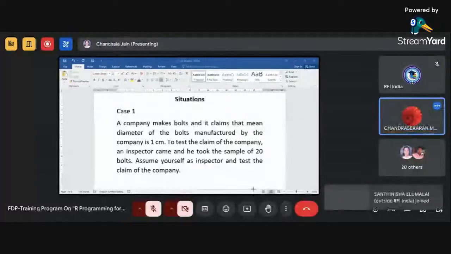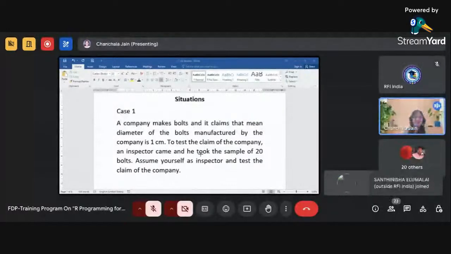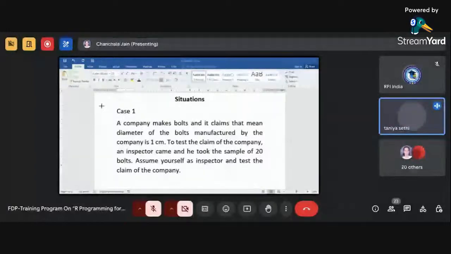Okay, very good. Chandrasekharan sir is, I think, correct. What about the other people? You all are agreeing with Chandrasekharan sir? Yes, ma'am. Ma'am, there is one other reason, that the sample size is less than 30. So this could also be the reason. That's why we can apply t-test here.